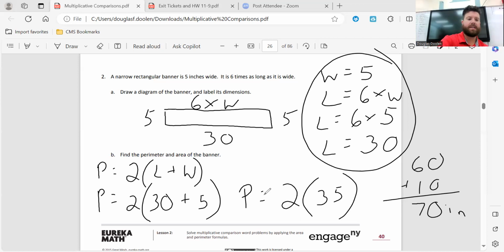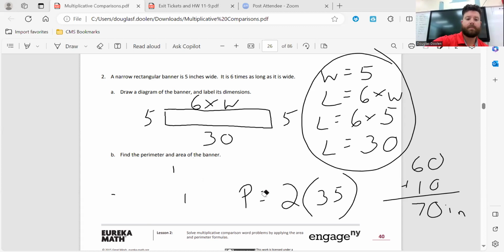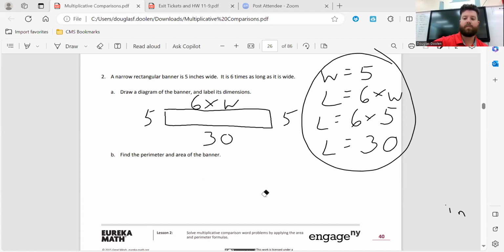I'll give you a couple minutes to write that down, then I'm going to erase the perimeter part, and we're going to go back and do area. You have room in your notebook to do the area. Start erasing from this side. Okay, so we have a perimeter of 70 inches.